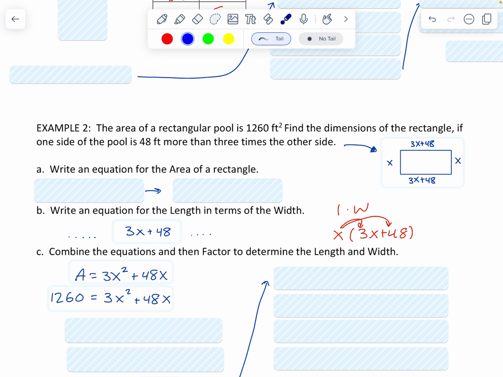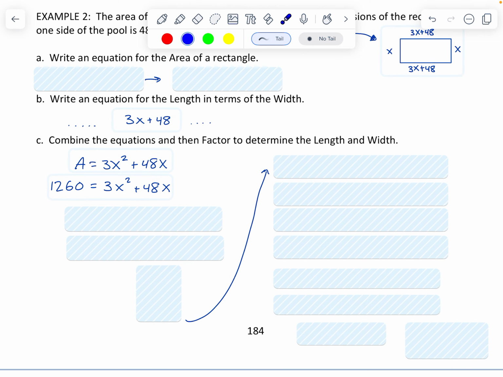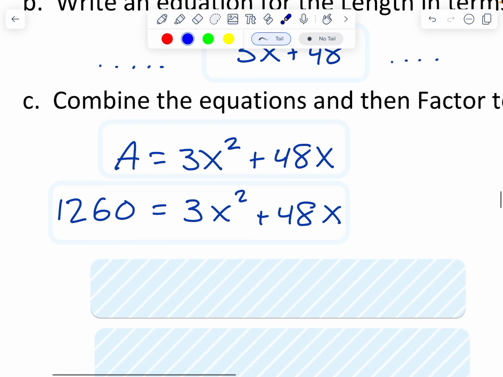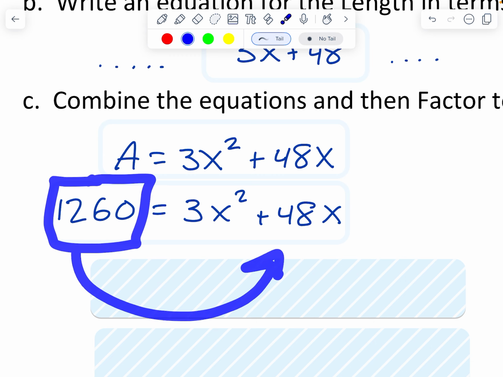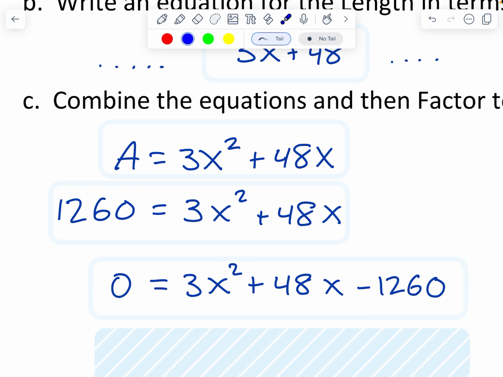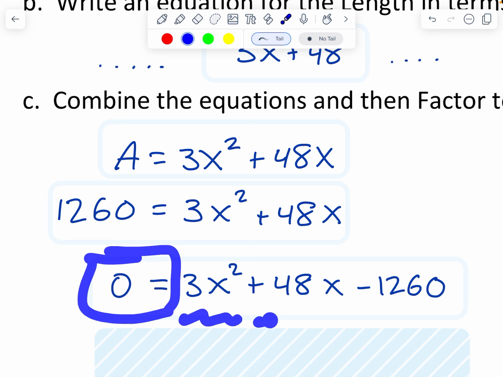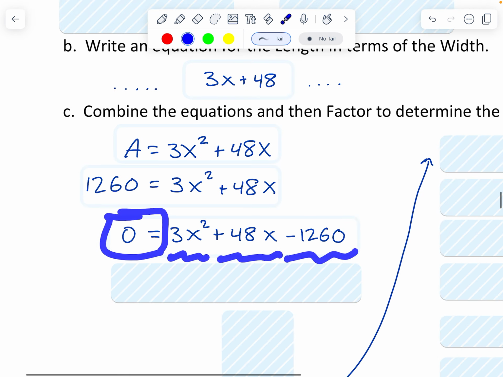The area in this case, we were told right away, it is 1,260. And we want to solve for x. And in order to solve for x, we got to have something equals 0. We can't have something that's equal to something else. So I can take this 1,260 and move it over to the right. So now I have 0 is equal to 3x squared plus 48x minus 1,260.